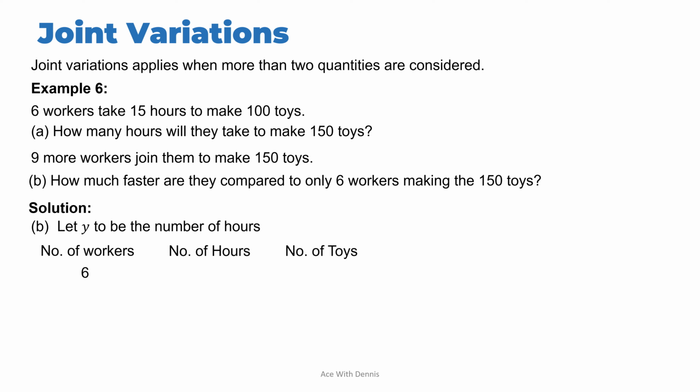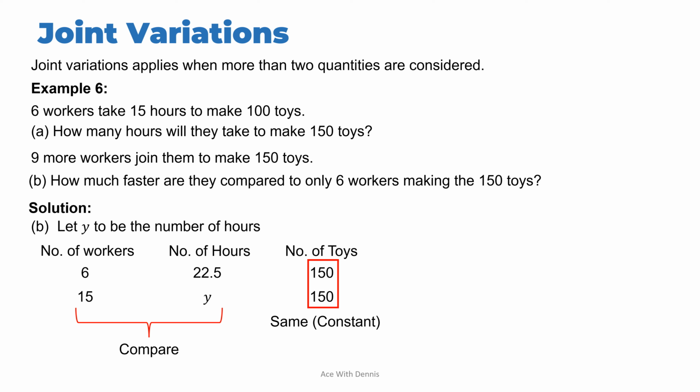So previously we found that 6 workers take 22.5 hours to make 150 toys. Now the number of workers has increased to 15 because 9 more workers join them. So 9 plus 6, we get 15. So 15 workers take y hours to make 150 toys. Notice that the number of toys here is the same, which is a constant quantity. So we just need to compare these two quantities.